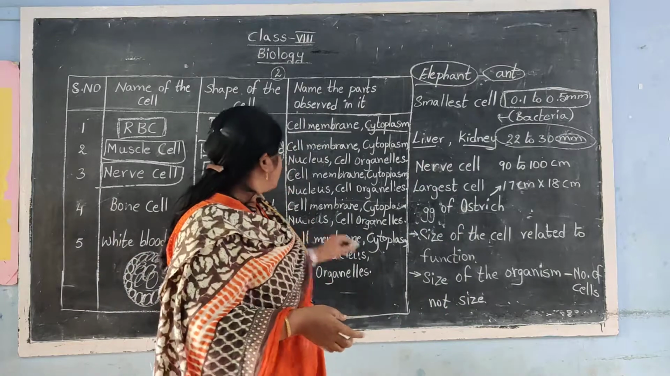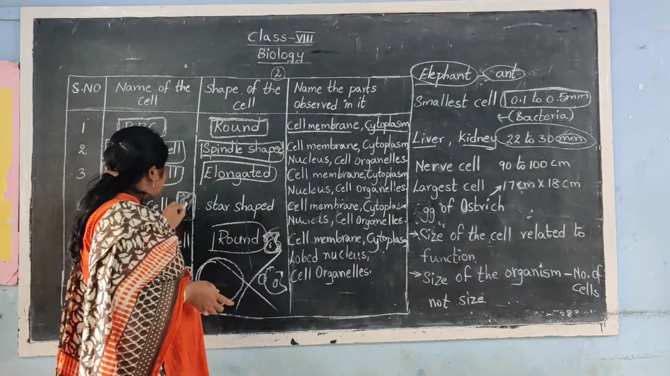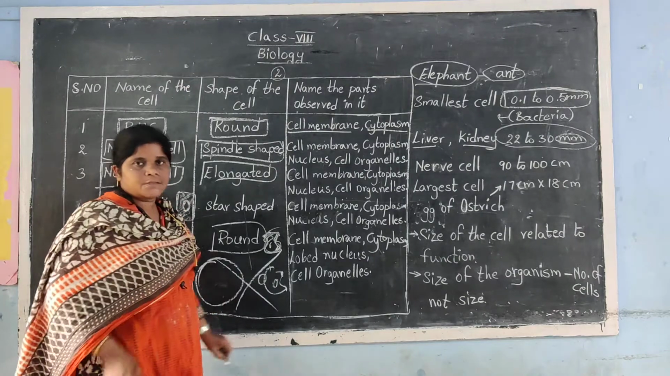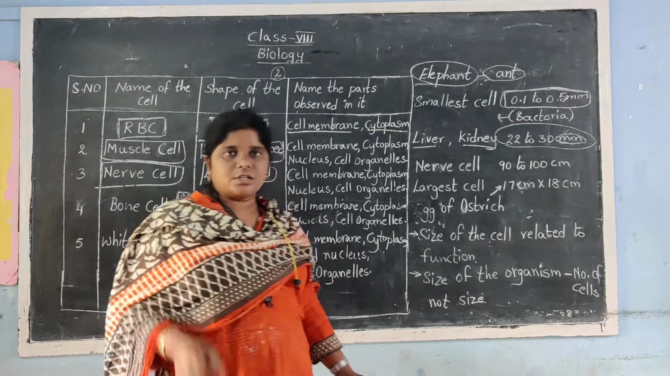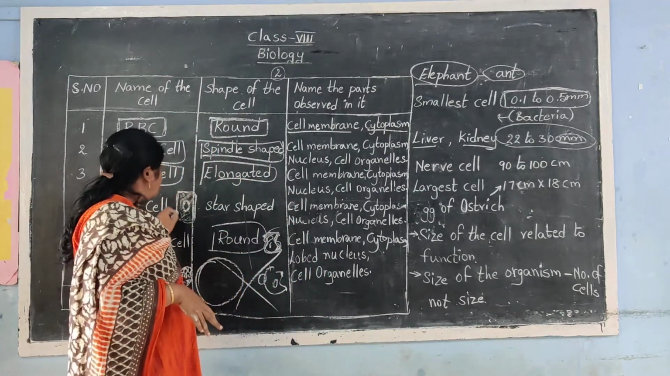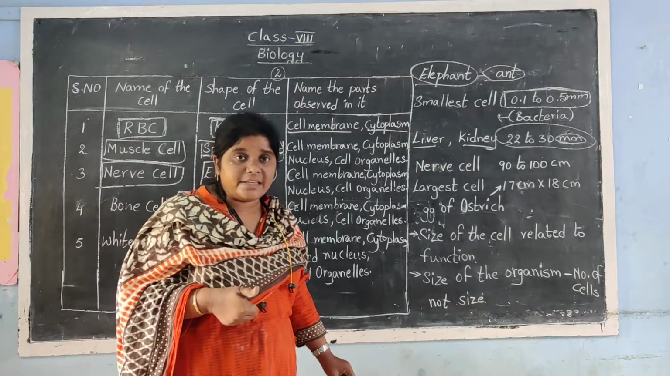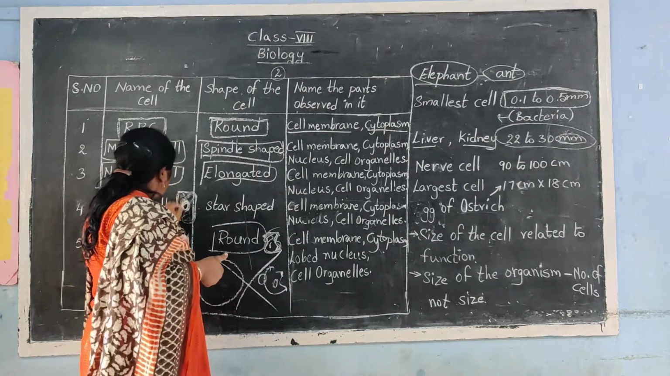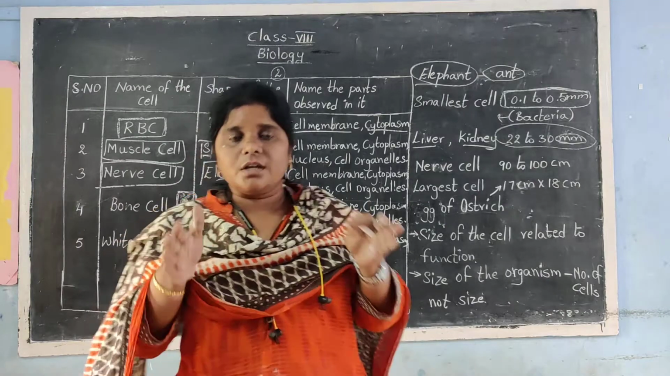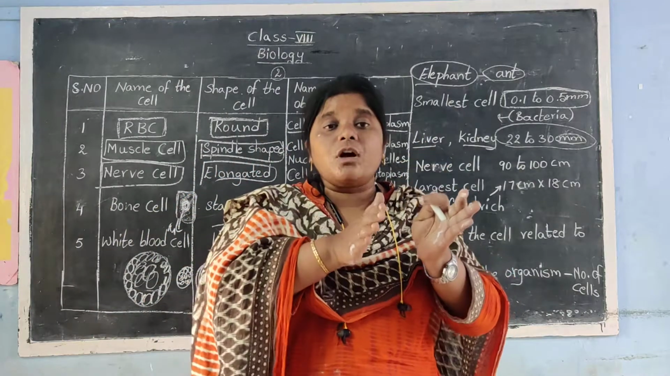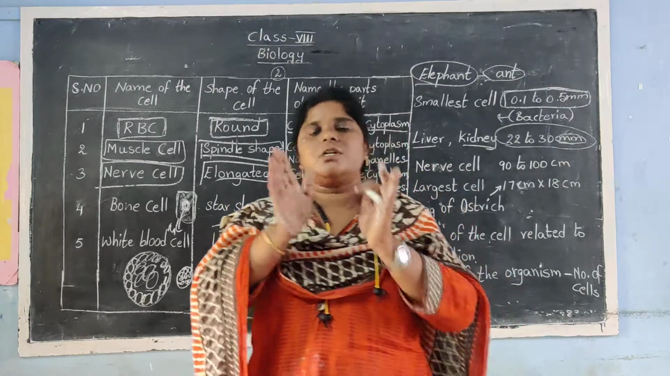The cell has three distinct parts: the cell membrane, the cytoplasm, and the nucleus. Cytoplasm is a jelly-like structure. Cell membrane is like a compound wall, and the nucleus controls all the functions of the cell. These three are the distinct parts, and I told you how to observe the nucleus in the cells, how to observe dead cells, and how to observe living cells.